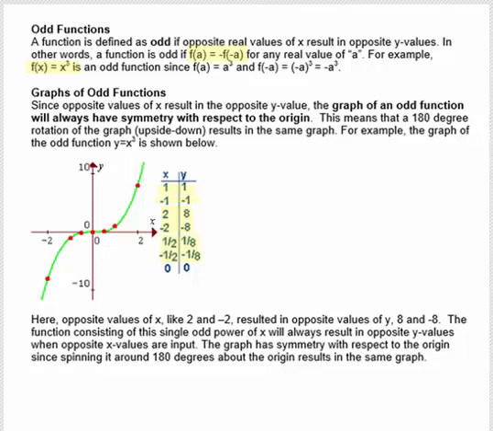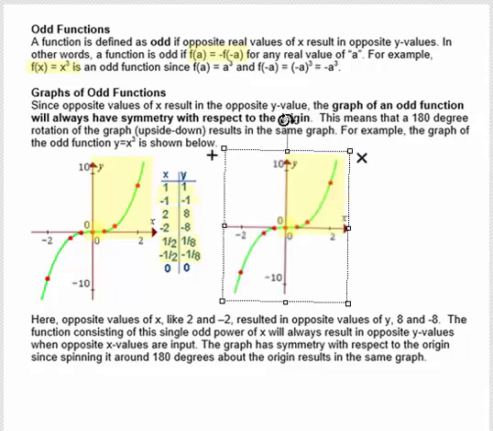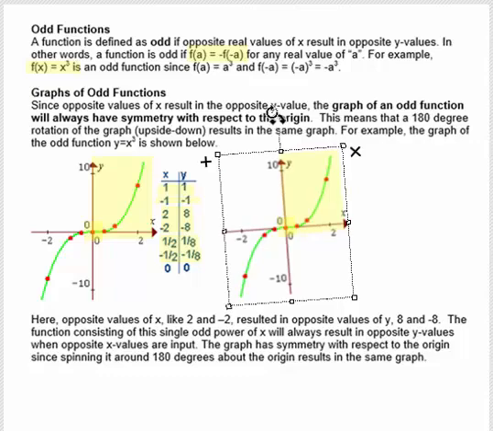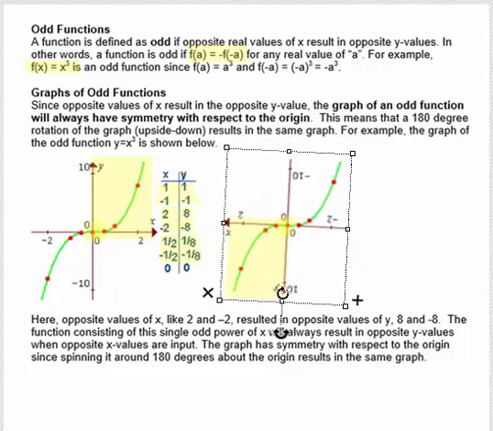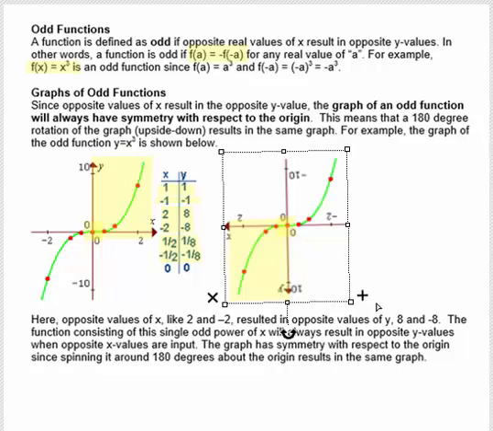So this is an odd function, and now look at the symmetry. What you really have here is what's called symmetry with respect to the origin. This means that if you flip the graph upside down, you would get the same graph. And here I'll show you this effect. We take the graph, rotate it 180 degrees about the origin, and look, we get the same graph. That's the property of having symmetry with respect to the origin.